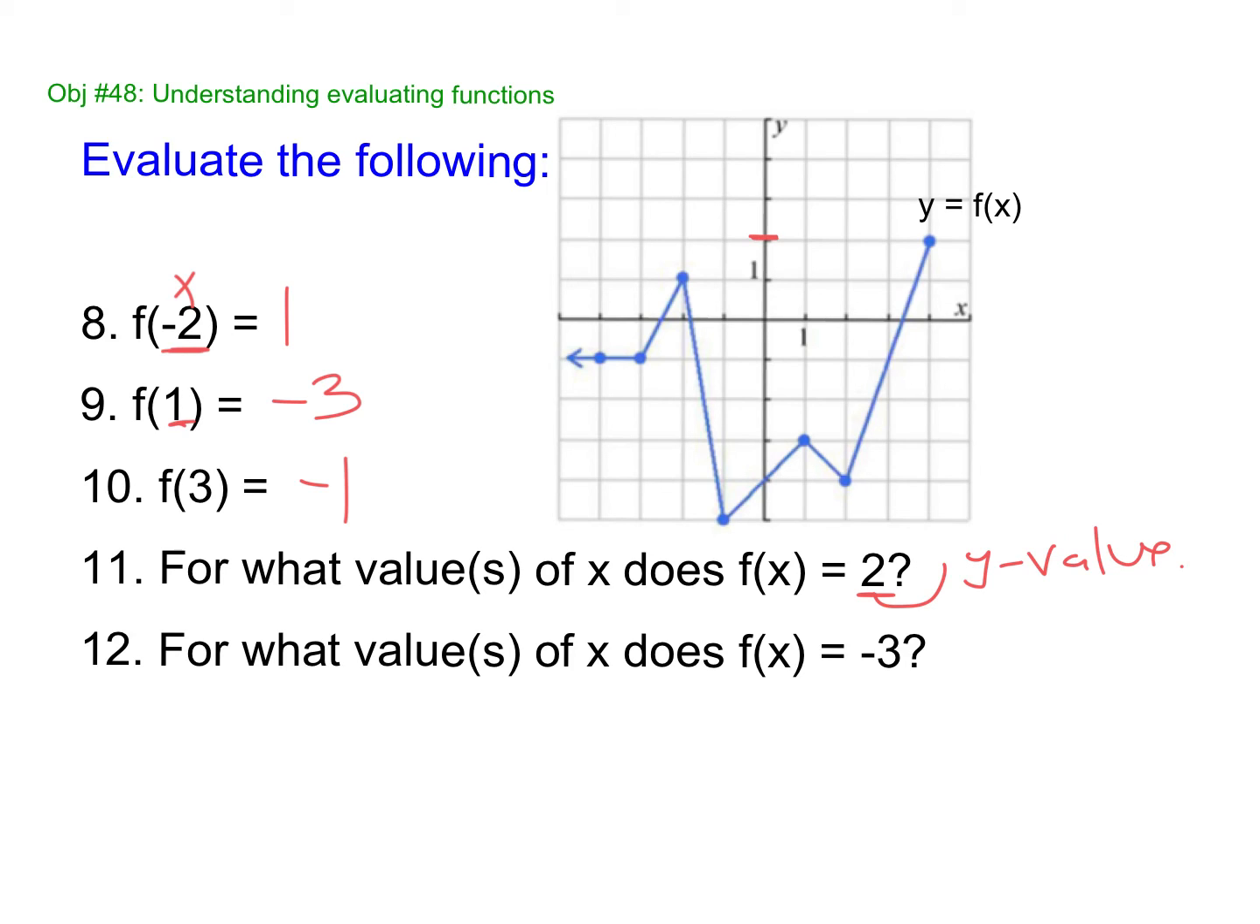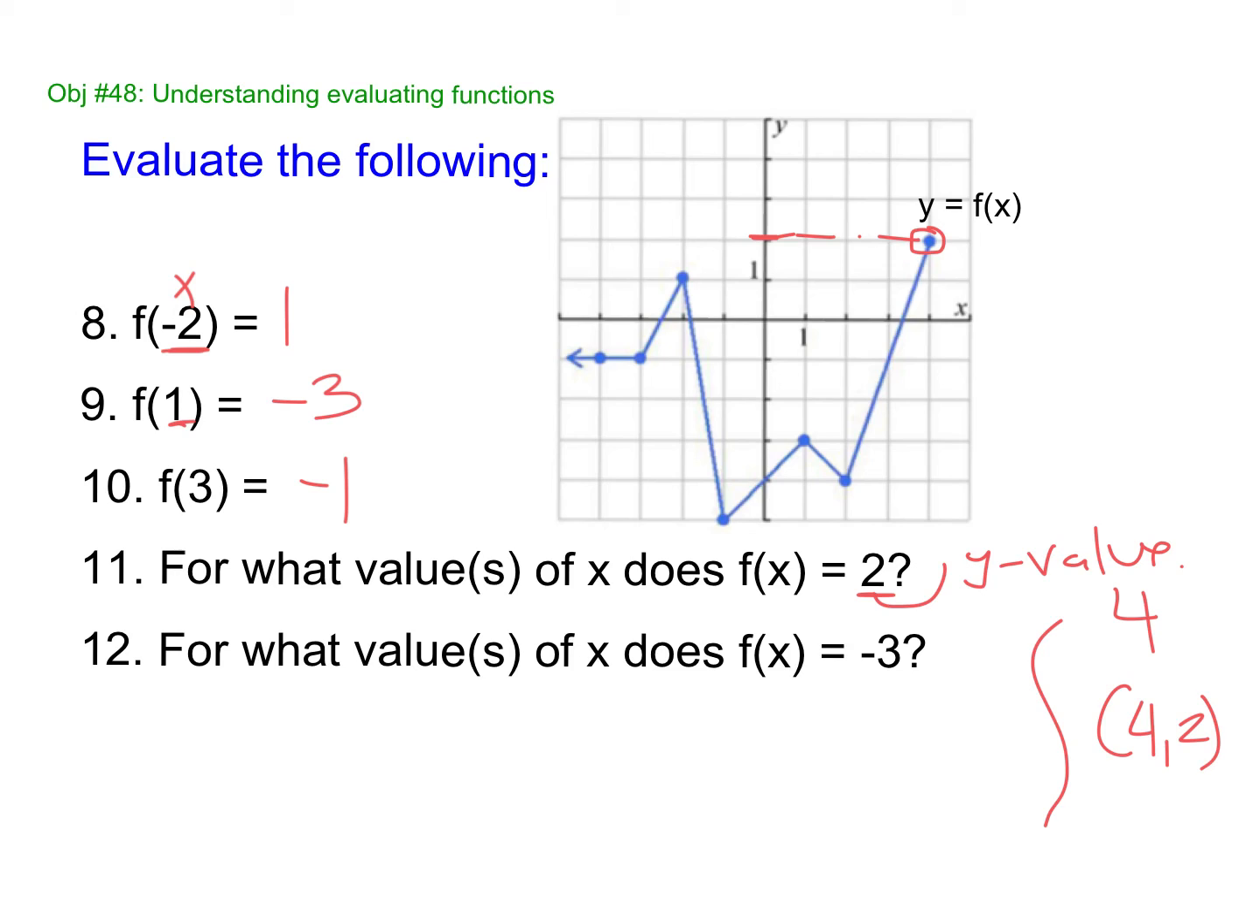So here's 2, and I go over to where my graph is. What's the x value that goes with that? 1, 2, 3, 4. Right? Because the point (4, 2) is on the graph. So now you try -3.